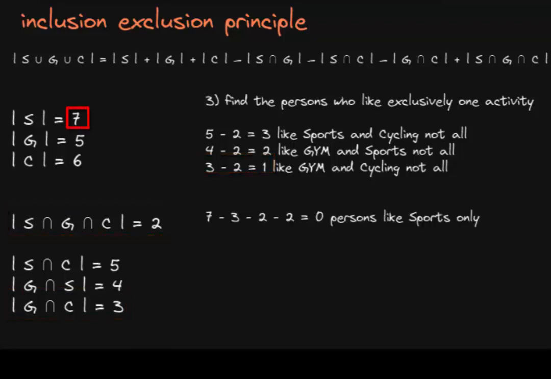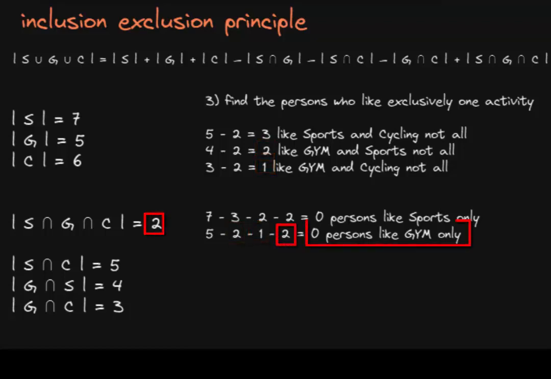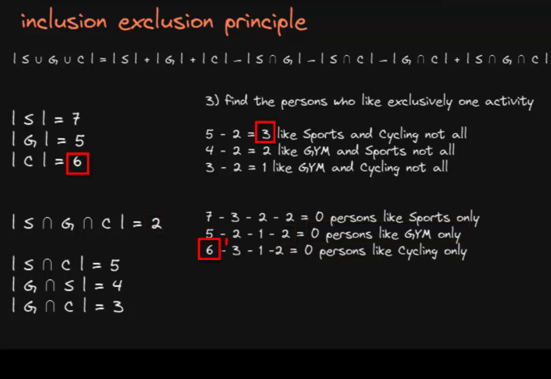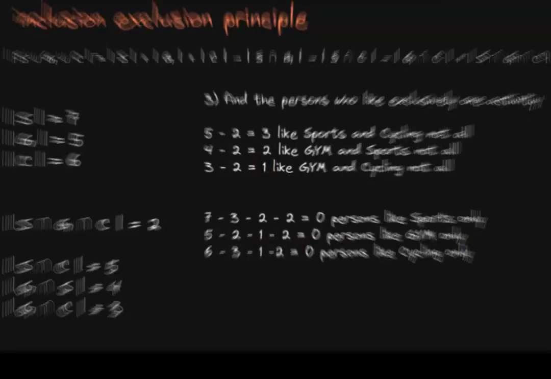From 7 persons who mentioned sports, 3 like sports and cycling, 2 like gym and sports, and 2 like everything. 0 persons like exclusively sports. From 5 persons who mentioned gym, 2 like gym and sports, 1 like gym and cycling, and 2 like everything. 0 persons like exclusively gym. From 6 persons who mentioned cycling, 3 like sports and cycling, 1 like gym and cycling, and 2 like everything. 0 persons like exclusively cycling.